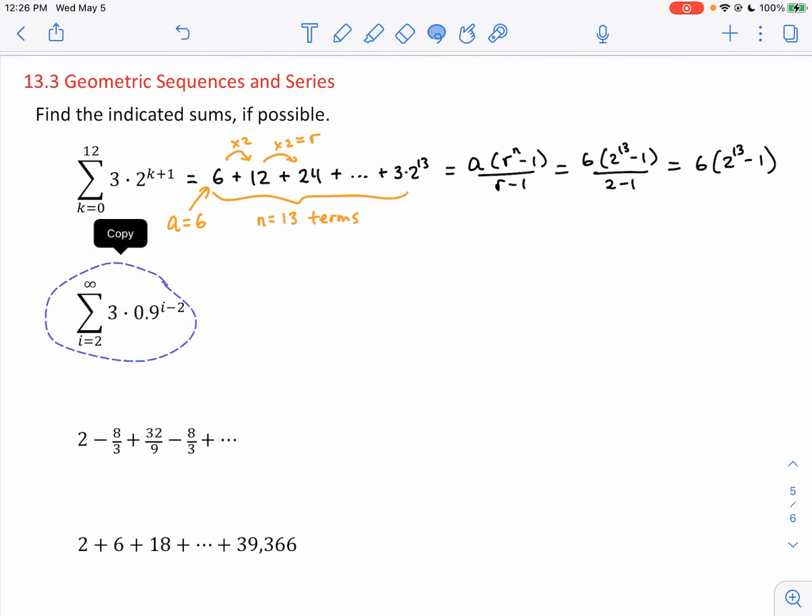This here is a geometric series. And it's important that you don't confuse the word series and sequence. Sequence is a list of infinitely many numbers, and a series is a sum of those infinitely many numbers. And they don't have the same meaning. So I'll try to be careful in my language, as should you. But what I have circled right now is a geometric series.